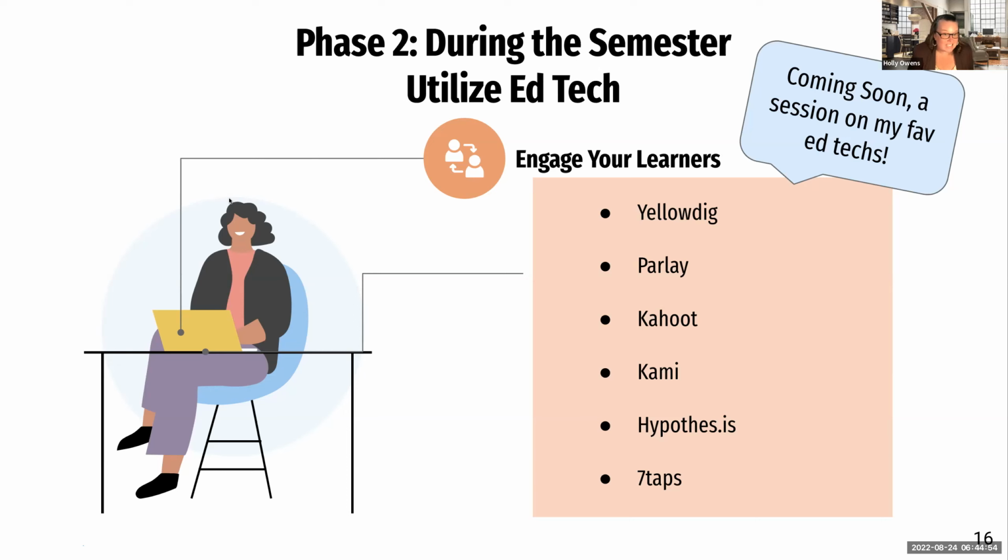I use Parlay this semester for a debate style about if learning styles are real. Definitely Kahoot, that's a very popular one. Kami, Hypothesis, Annotation, Collaboration, and 7TAPS. 7TAPS is like micro learning, so breaking things down into chunks. And I can definitely go into some of these very specifically, but I'm going to hold back. And feel free to explore these or reach out to me if you have questions.